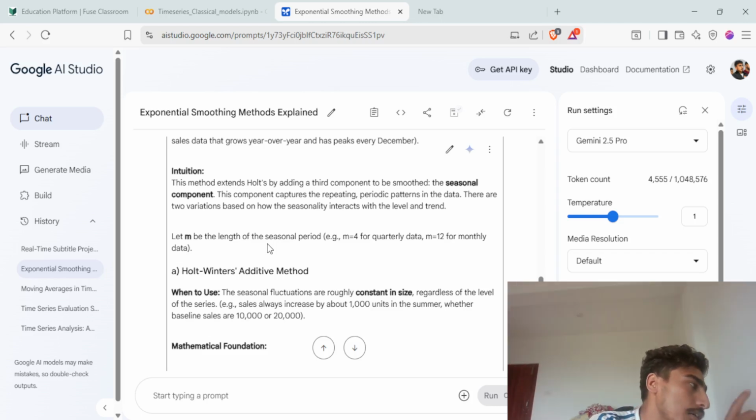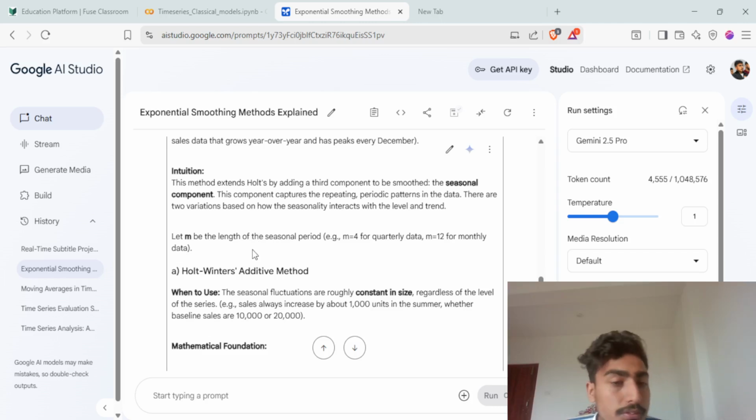If you provide the value of m as four, then the model thinks that the seasonality comes quarterly, and so on, according to the value that we have provided. First we will talk about the additive model and then the multiplicative model. How they work differently, we'll talk about later.